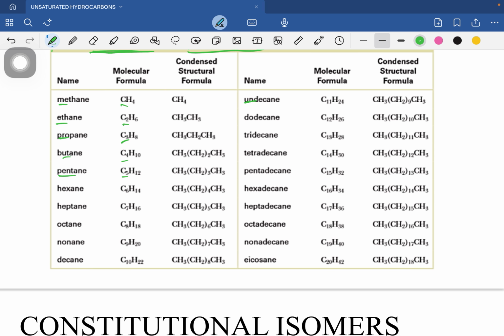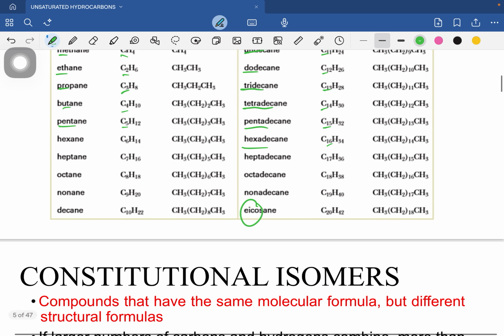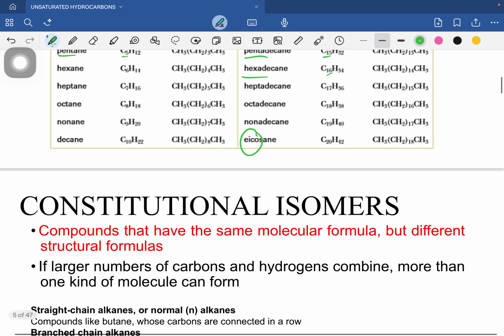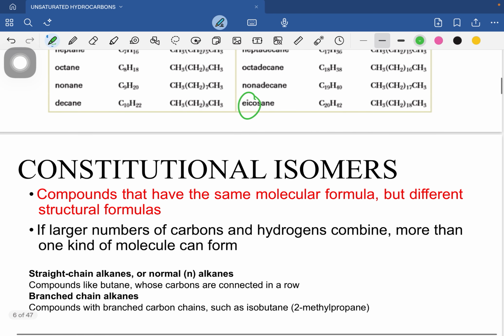Paaral na lang guys itong mga naming natin. Undecane for 11 carbon atoms, dodecane for 12, tridecane for 13, tetradecane for 14, pentadecane for 15, hexadecane, and so on and so forth until 20, guys. Kapag 20, it's actually your icosane. Okay, so we move on to your constitutional isomers.